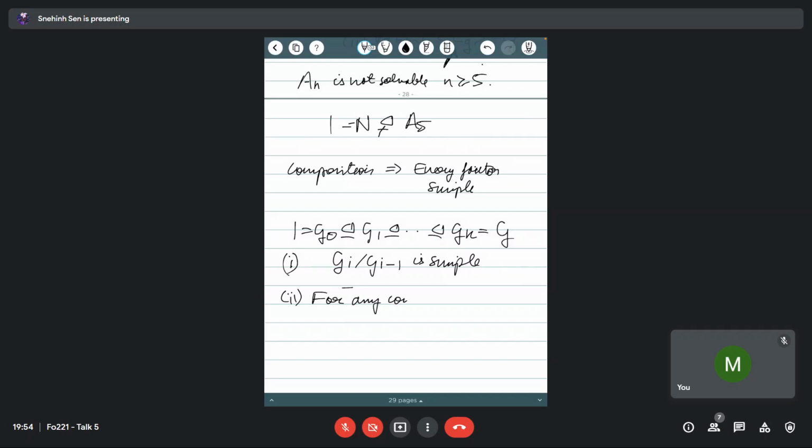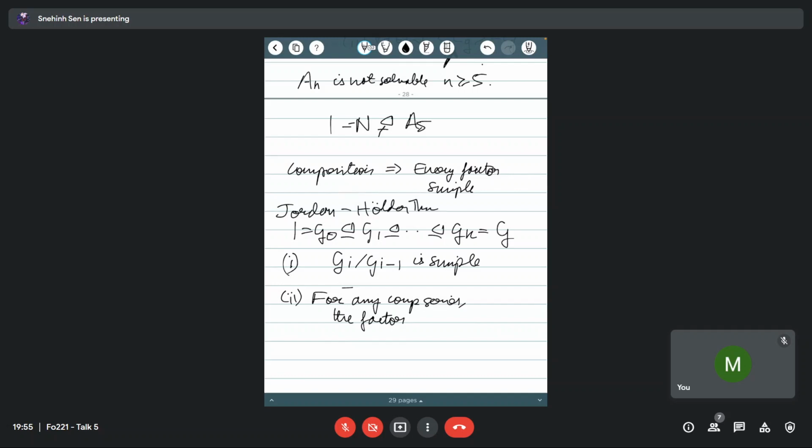Any composition series, the factors remain the same. But this requires a proof. It's hard to prove in this talk, and this is actually the famous Jordan-Holder theorem for groups.